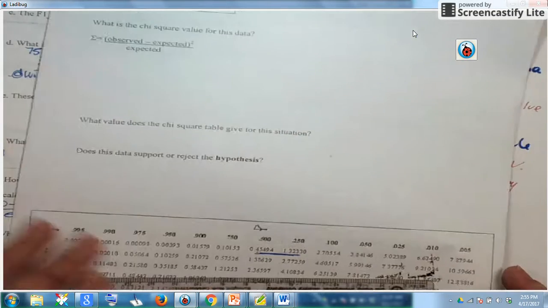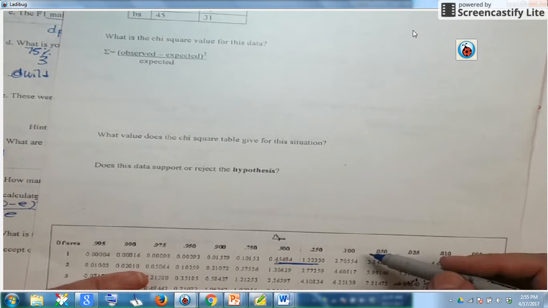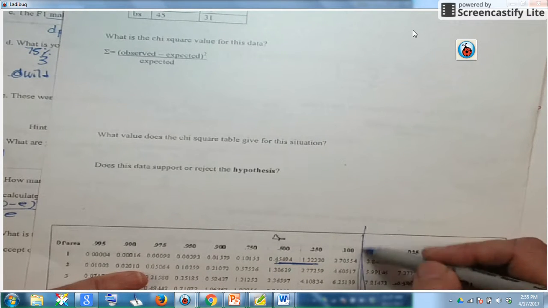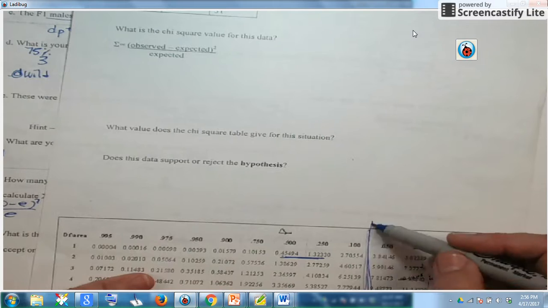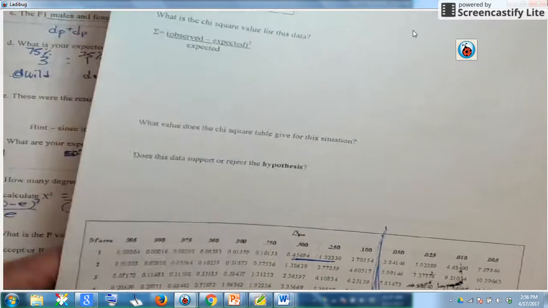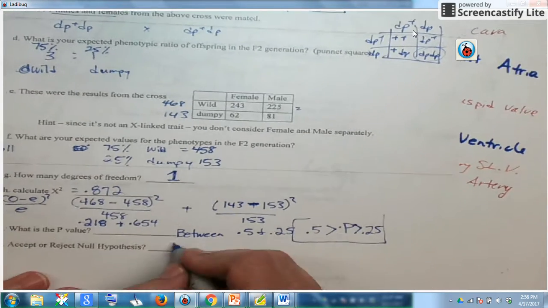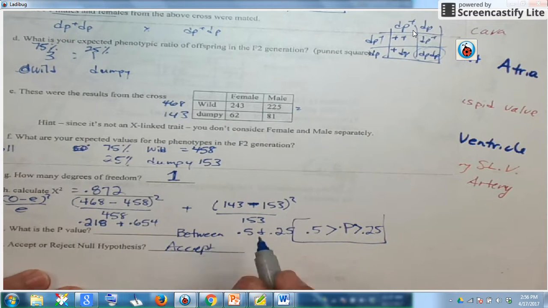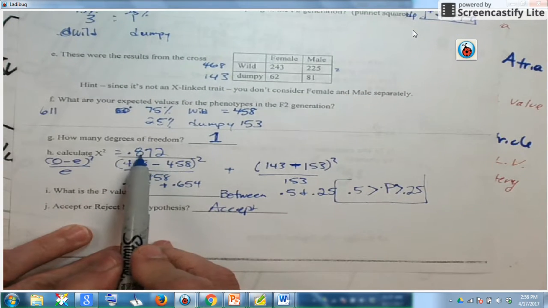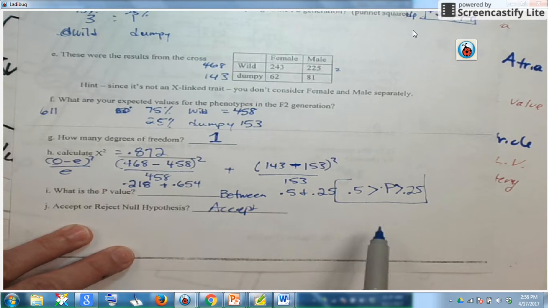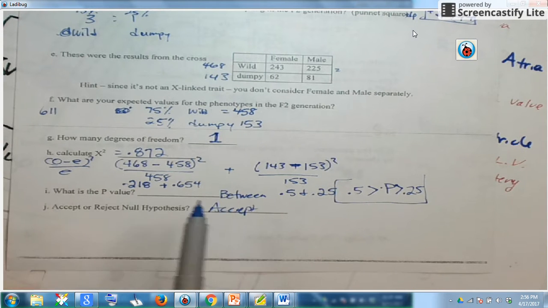So is that within the realms of possibility? Is that acceptable data? Yep, it's on the happy face side of this line. So yes, do we accept or reject? We accept. So finishing it up, my chi-square was 0.872. My p-value was between 0.5 and 0.25, and that is an acceptable value.